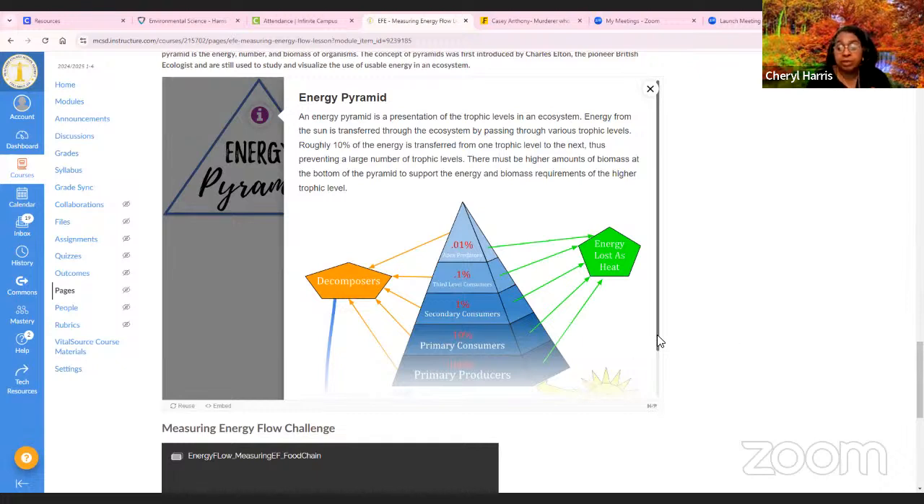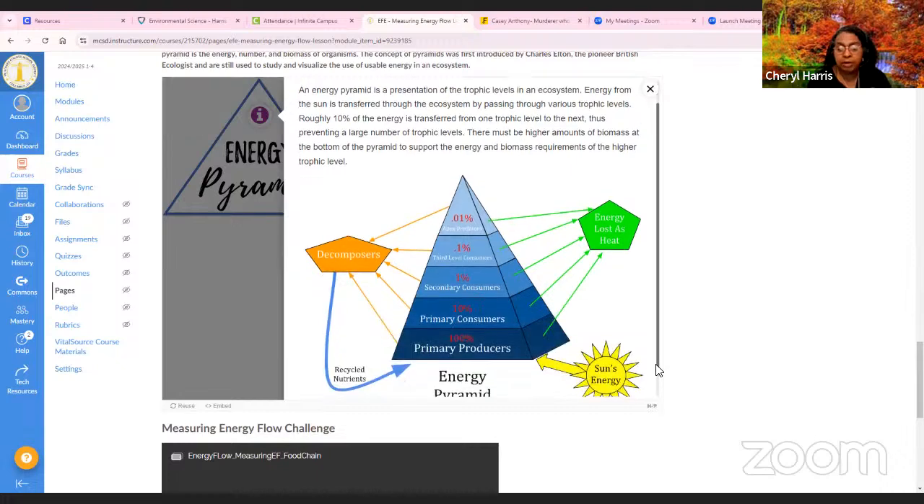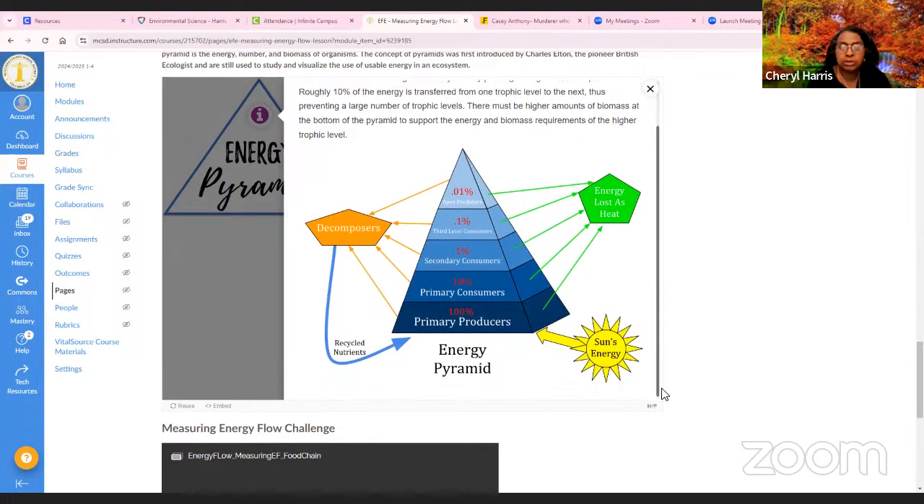The other thing you need to remember as part of your diagram, let me move this up a little bit. So your diagram should be like this. You should title it Energy Pyramid. Make sure you have a sun in your diagram because the original source of energy is the sun. Okay. And again, this is called the 10% rule, where the available energy for each trophic level is 10% of what it was for the original.